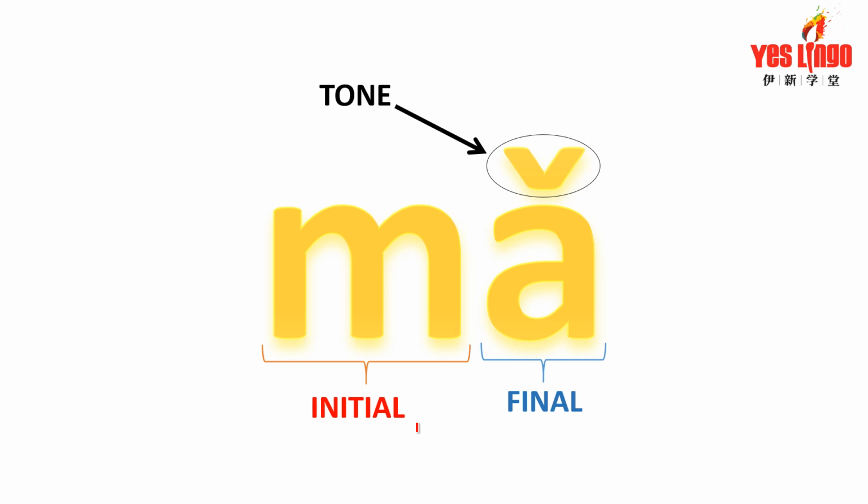The next component is the final. The final is usually a vowel or a combination of vowels and consonants that make up the last part of the syllable. And finally, here is the tone, which tells you how you should inflect this syllable. The tone is crucial to master because some words have the exact same initial and final, but a different tone will change the meaning of the word completely.